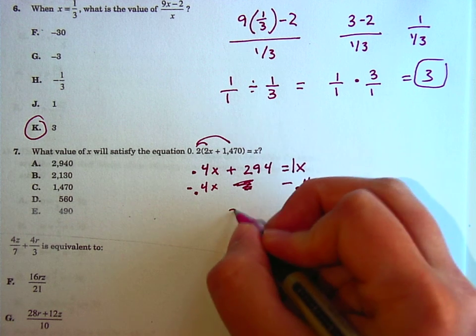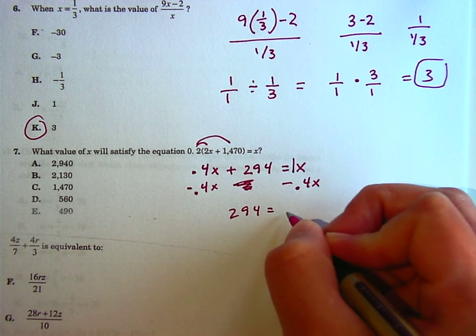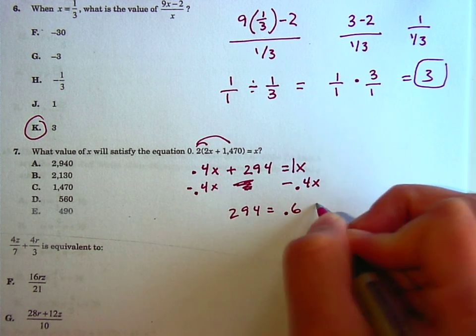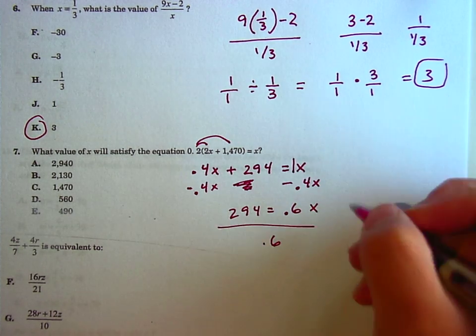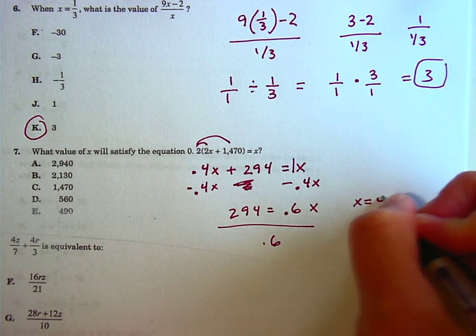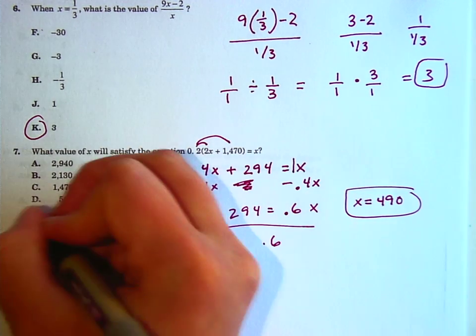Now I end up with 294 equals 0.6x. And then if I divide by 0.6 on both sides, I end up with, if I put that in my calculator, I get 490, which is E.